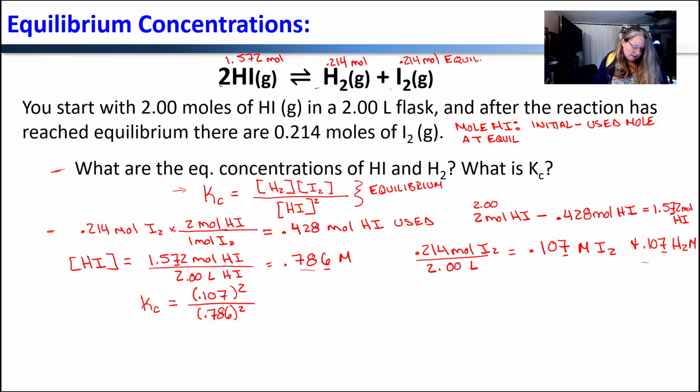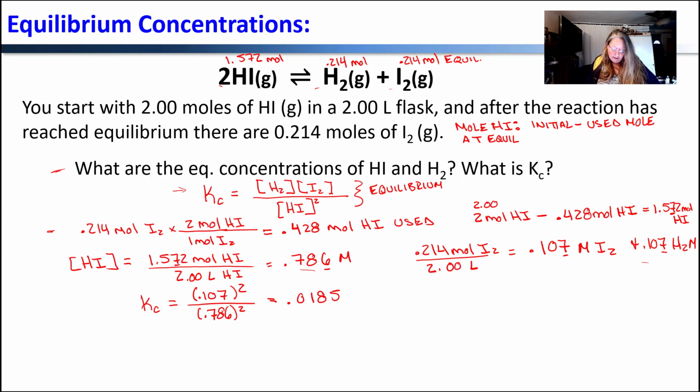So what do I get from this? I get 0.107 squared divided by 0.786 squared, and I get 0.0185. Kc does not have any units, so don't put any units in there. Unlike our rate constants where we worried about the K and the units that K had there, this we don't. So don't let yourself get sucked into putting in units there.